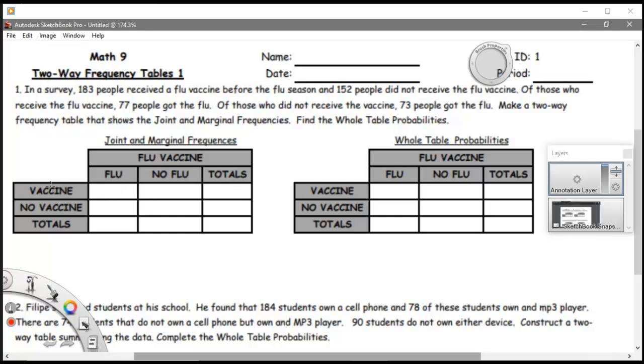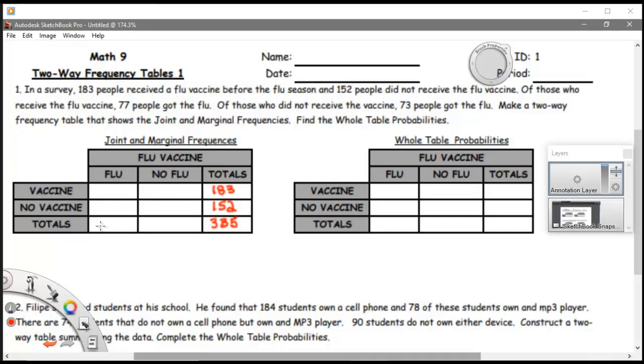The first thing we have to do is look at the problem and see what we have. 183 people received the vaccine. We don't care if they got the flu or not. So 183 is the total that received the vaccine. 152 people did not receive the flu vaccine, and again we didn't care if they got the flu. We add 183 and 152 on the calculator and get 335. So 335 people were asked.